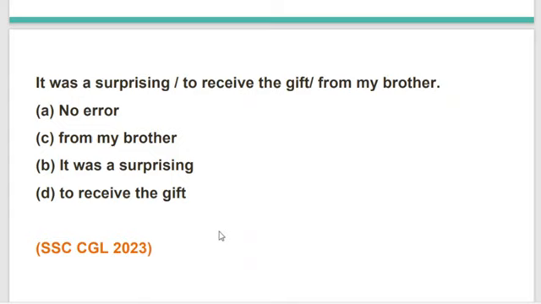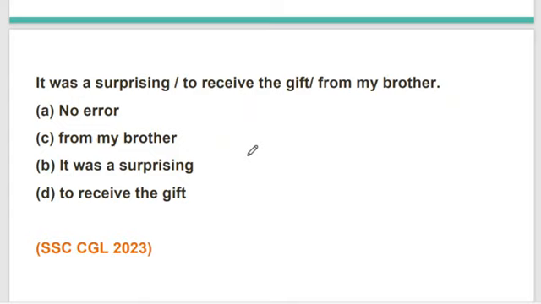It was a surprising to receive the gift from my brother. Now, SSC CGL 2023's question is this one. This question has arrived in 2023. Definitely very important for all the aspirants who are going to attend the next examination. And along with this, the question is really easy. Let's read it once more.